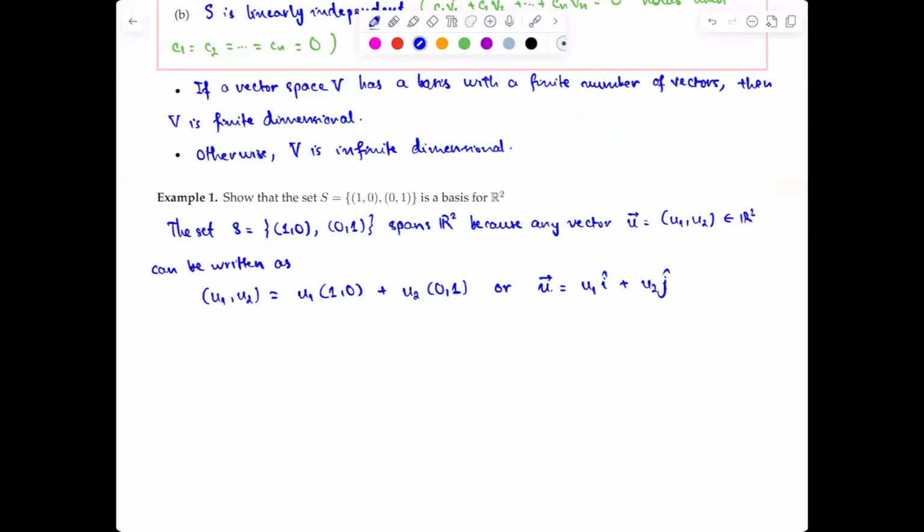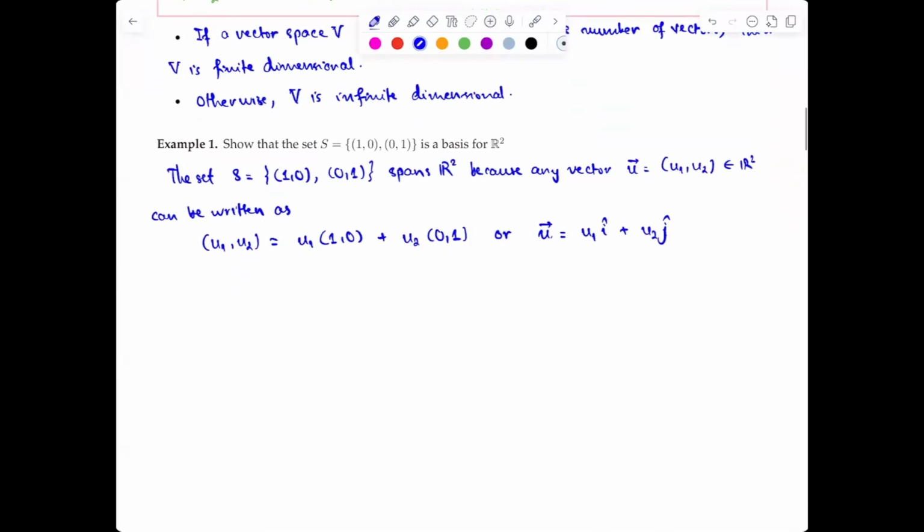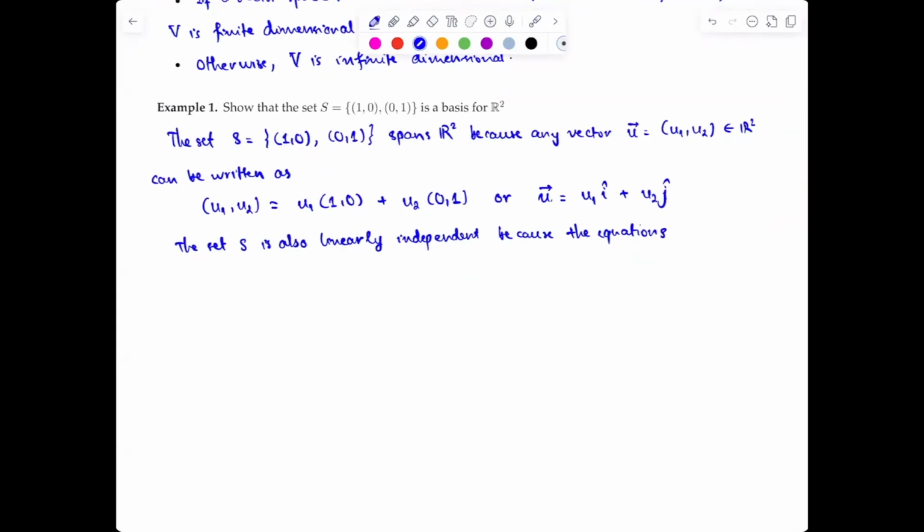Okay. Now the second condition is that S is linearly independent. So the set S is also linearly independent because you have the following equation, that is C1 times i plus C2 times j equal to 0, right? Or C1 times (1, 0) plus C2 times (0, 1) equal to the vector (0, 0). Right? So this system has only the trivial solution.